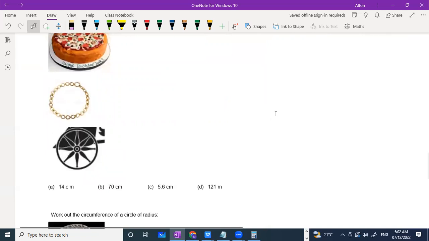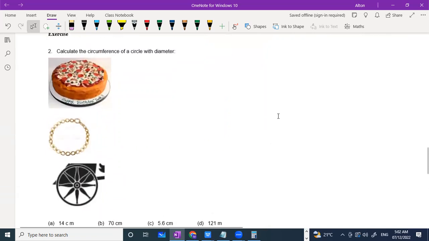Let's say, for example, that cake up there. Let's take the first one. Calculate the circumference of a circle with diameter 14 centimeter. So remember we said you can use this formula here, pi times d. So if they tell us diameter is 14 centimeter, and they want us to find the total distance, let's say that's the cake there. The diameter of that cake, from across it, is 14 centimeter.